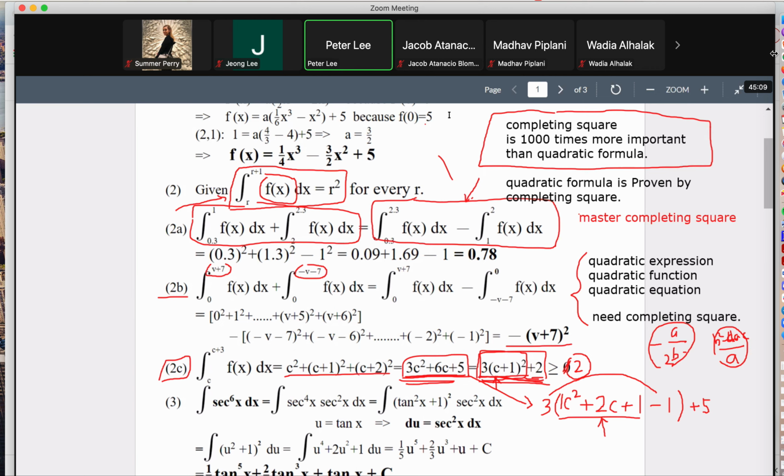So like I said here, look at this. If you complete this square from here to here, by the time you come here, there is nothing more to explain. See, this guy right here, it is already positive. The 3 times something squared is positive, plus 2, so that is what? Greater than or equal to 2. And then you don't need any explanation whatsoever.